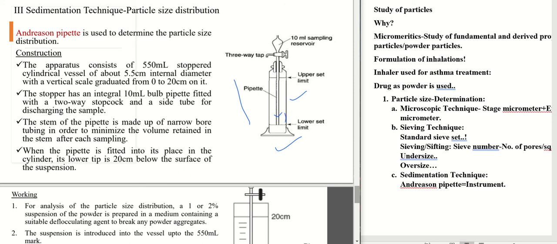And on this vessel, we'll be able to see graduations. On the top of the vessel, we will have a reservoir for the sample, and this is fitted with a stopcock, where we can turn this to let the sample inside the instrument.